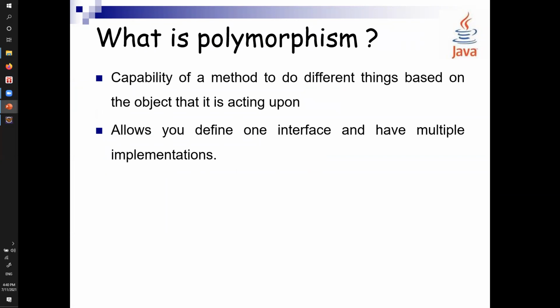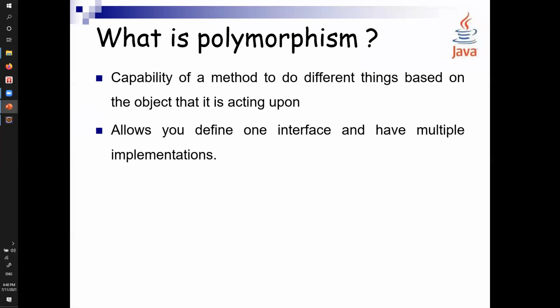Polymorphism is a capability of a method to do different things based on the object that is acting upon it. So the basic point here is that you have a class or a method, and this method can do different things depending on which object you are referring to. It allows you to define one interface and have multiple implementations.